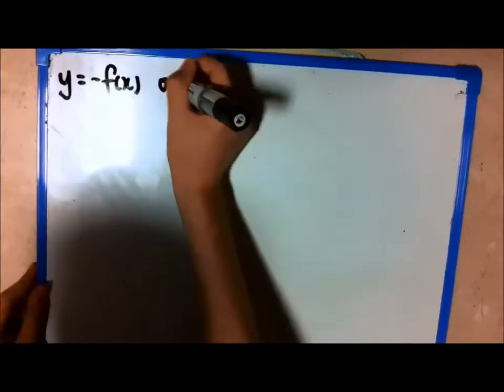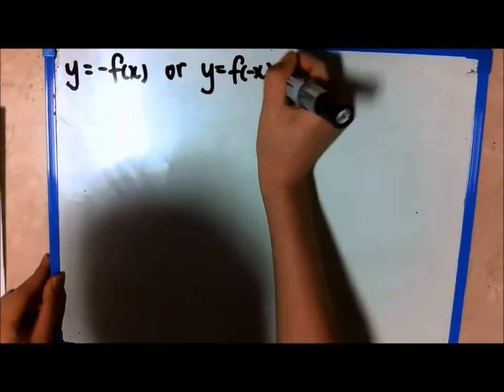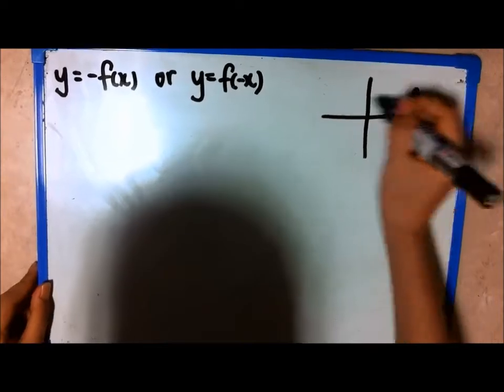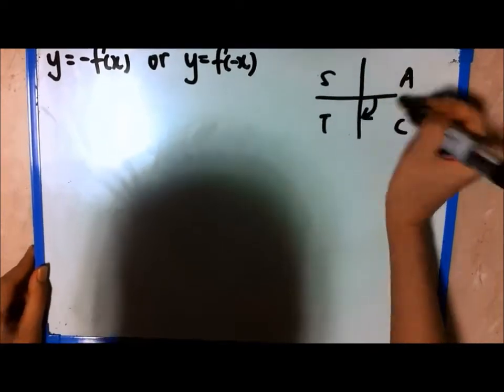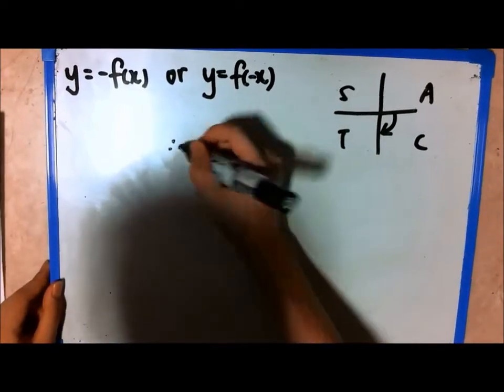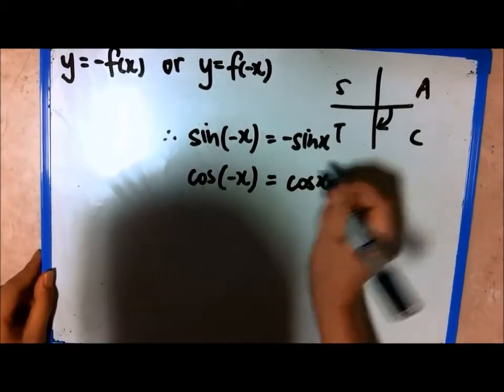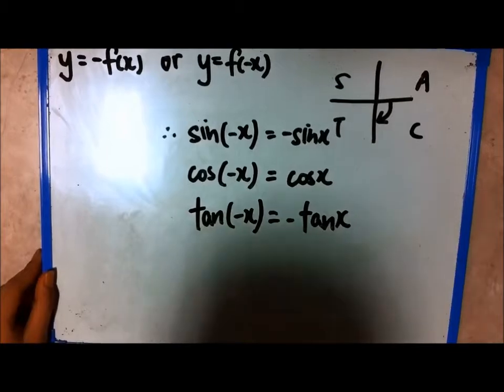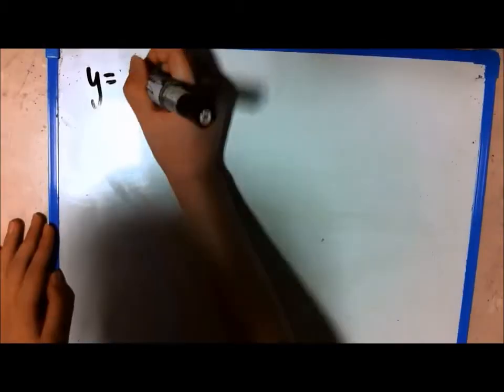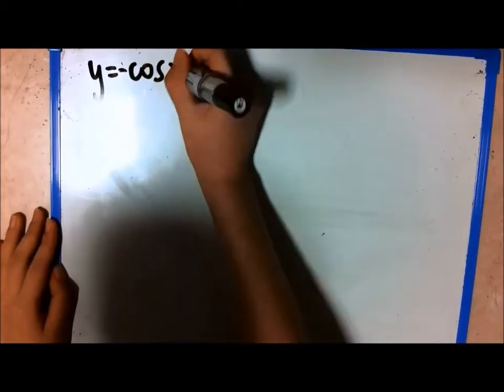For graphs of y equals -f(x) or y equals f(-x), we follow the ASTC rules. This means that for the sine graph, when x goes into the negative region, only cosine is positive due to the ASTC rule. Hence, cos(-x) is equal to cos x, while sin(-x) is equal to -sin x, and tan(-x) is equal to -tan x.